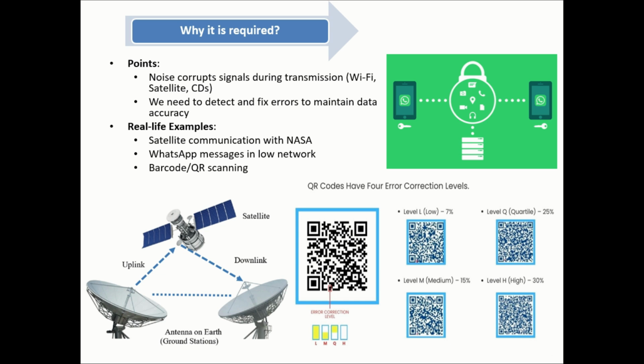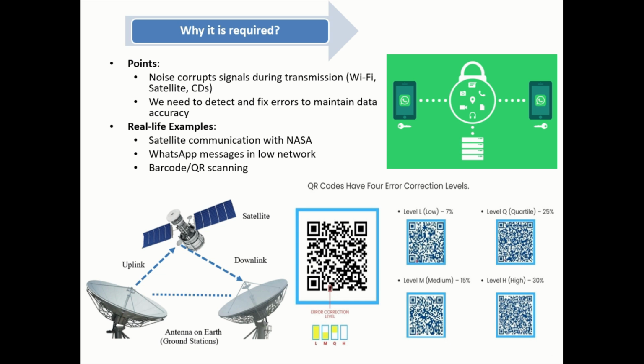In satellite communication, data is transmitted from Earth to a satellite through uplink and then back to another ground station via downlink. During this transmission, noise and interference can alter the data bits. Error correction helps restore the original message. In WhatsApp, end-to-end encryption ensures that even if the data is intercepted, it remains secure and unaltered. This adds a layer of integrity and privacy to digital messages.